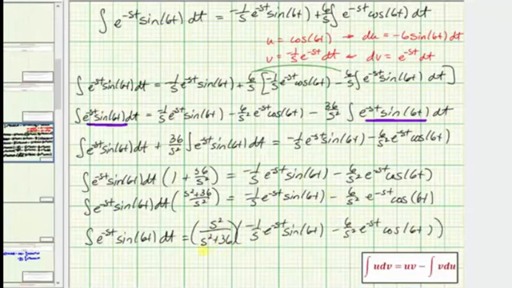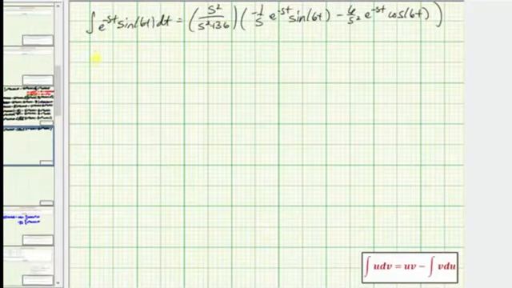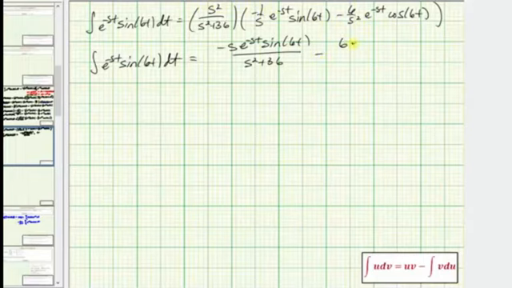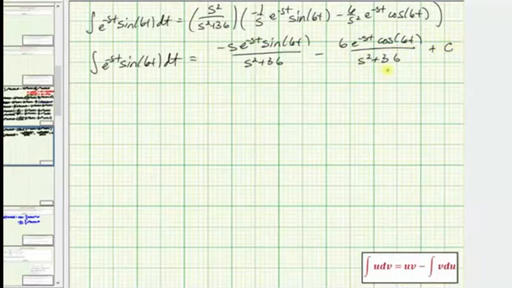And now for our last step to find the indefinite integral, let's simplify this product. So we have the integral of e to the negative st sine 6t dt equals, notice how for this first product, one factor of s will simplify out. So let's write the first product as negative s e to the negative st sine 6t divided by the quantity s squared plus 36. And then for the second product, notice how both factors of s simplify out. So we're left with minus 6 e to the negative st cosine 6t divided by s squared plus 36. Now this is an indefinite integral, so we would also have plus c, a constant of integration.